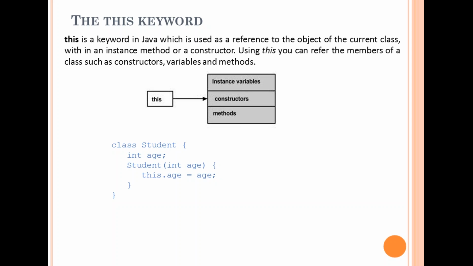In general, the keyword this is used to differentiate the instance variables from local variables if they have the same names within a constructor or a method. In the example, int age, Student(int age), this.age = age.